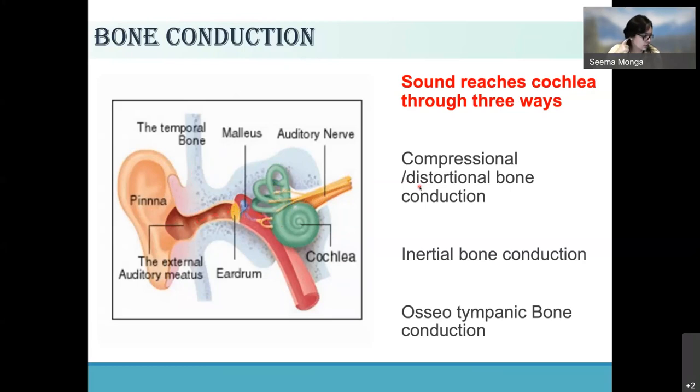Third is you vibrated the skull. This vibration leads to vibration of the air inside the external auditory canal. This air vibration leads to tympanic membrane vibration, ossicles vibration, and the cochlear vibration. So this is the osteotympanic bone conduction, from the mastoid bone to the air in the canal, then tympanic membrane, then middle ear, then cochlea. So 3 pathways. All right. Directly through the cochlea, through the external auditory canal, and through the inertia.